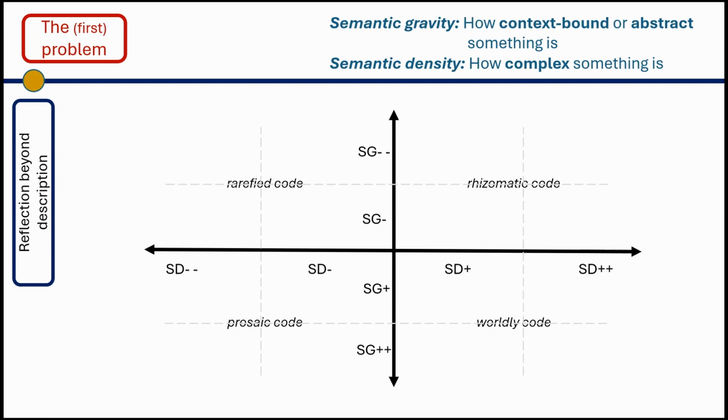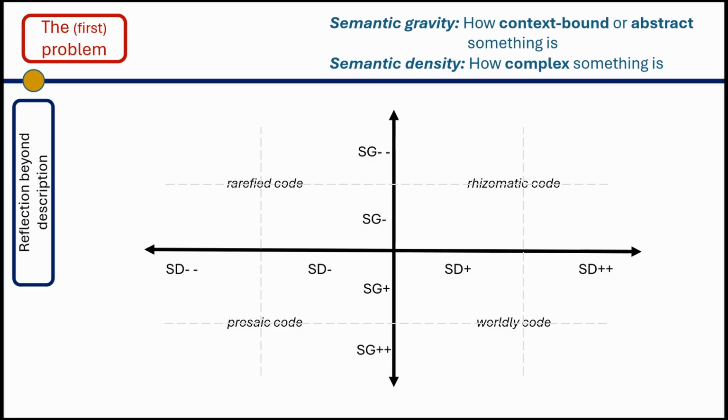In this case, it would be the specific classroom that the student teachers are in. And the stronger the semantic gravity, the more abstract it is. And relative strengths of the semantic density show how complex it is. So if the semantic density is weaker, the practice is simpler, and if it's stronger, it's more complex.